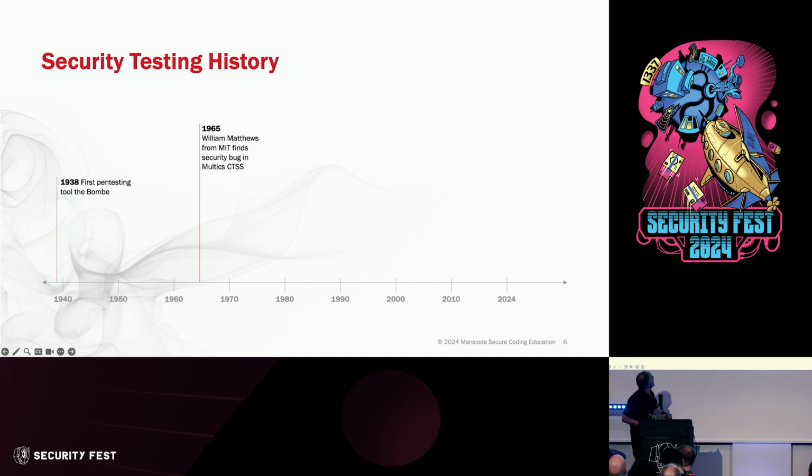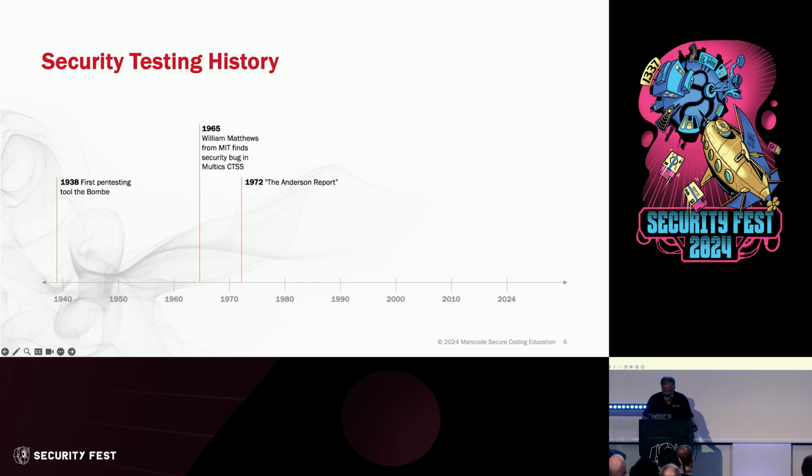1965, we have William Matthews from MIT finding security bugs in Multics CTSS. This is the first multi-user computer, and the password storage file, the heart of security for the system, was a text file that anyone on the system could print out. This is not the greatest security for a multi-user operating system.